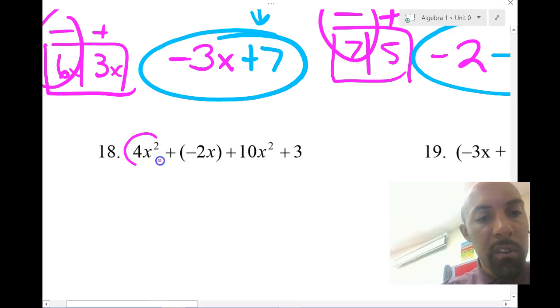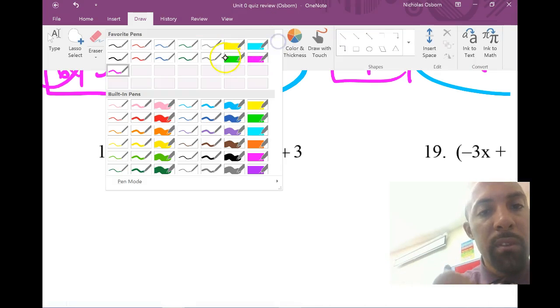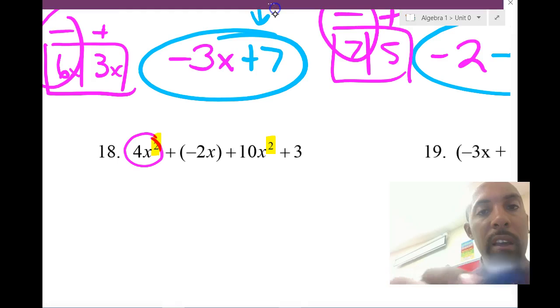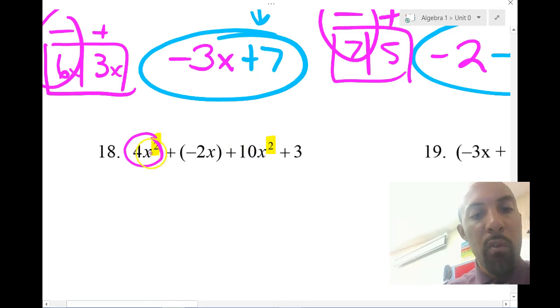I start with a circle here. 4x squared. Now remember, this has to have the 2. That's really important. They have to have a 2 to be the same. Does anything else have a 2? Just the 10. 2x has no little 2 here, the exponent. So the only ones that are the same are going to be 4 and 10 because they have the 2.